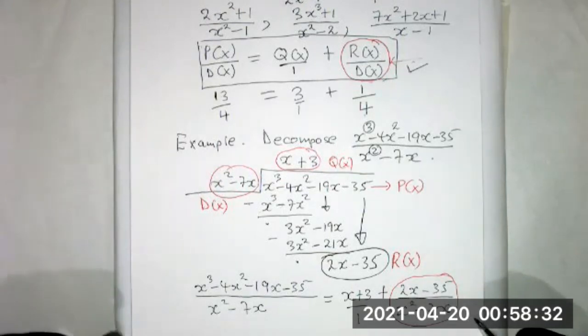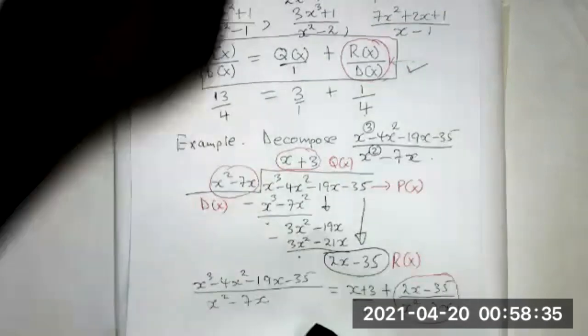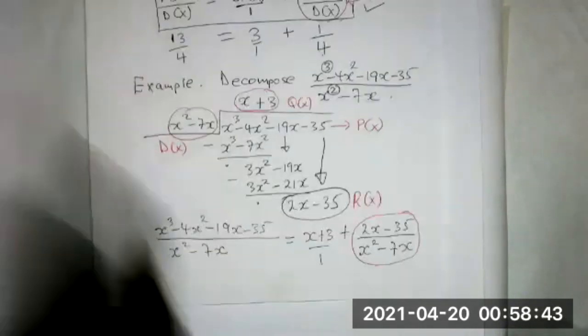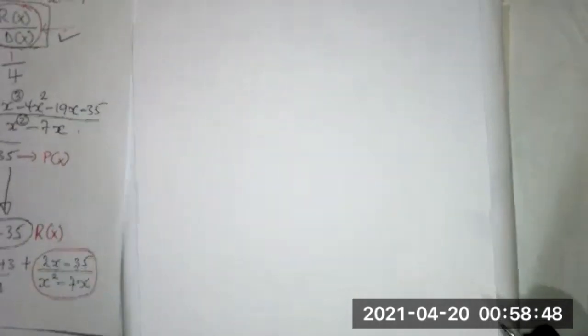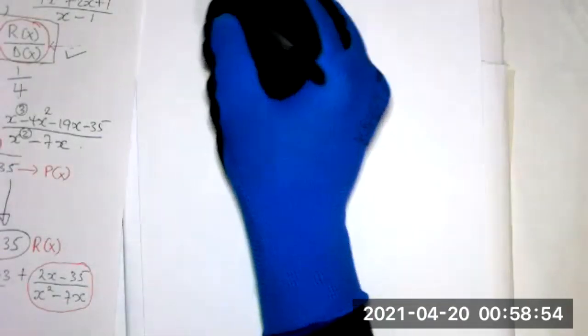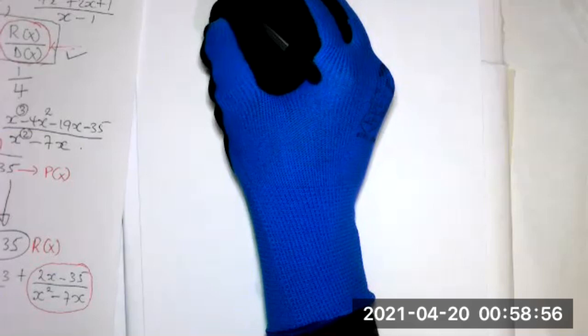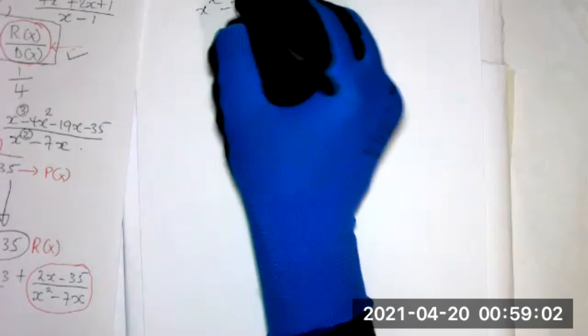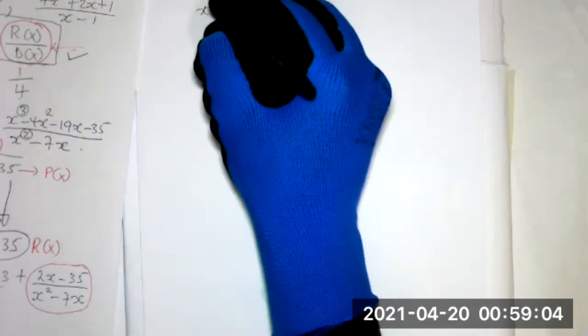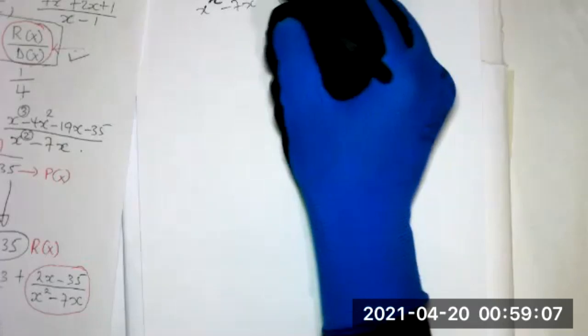But going forward, what we are going to do is to deal with the last part. So we want to deal with the last part, that is 2x minus 35. So we will say 2x minus 35 divided by x squared minus 7x. This can be written as 2x minus 35.